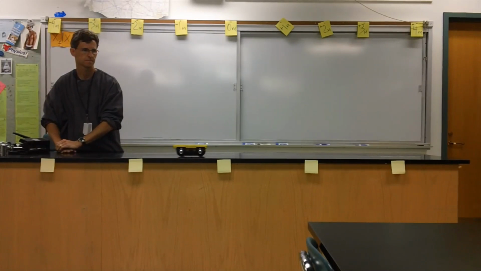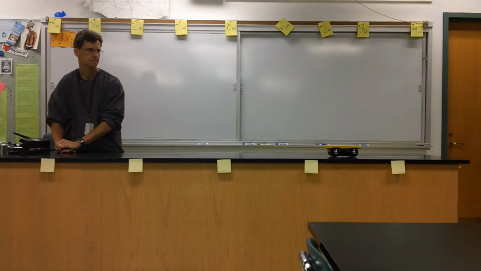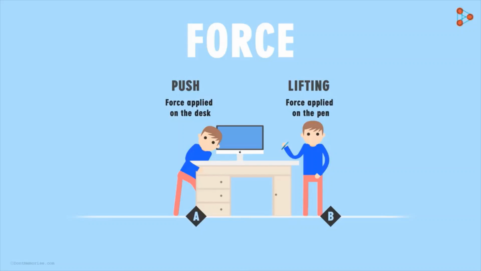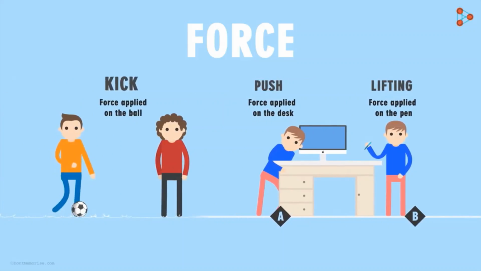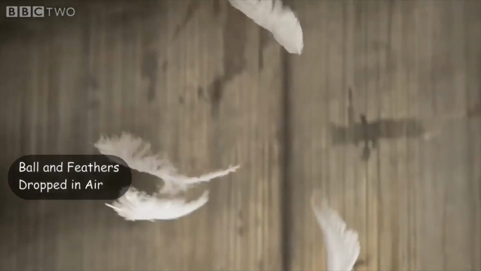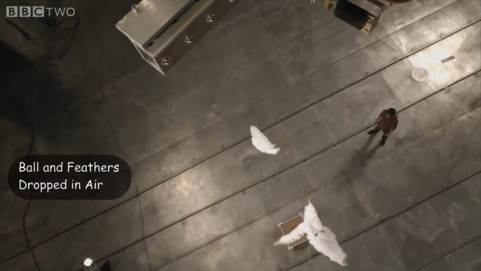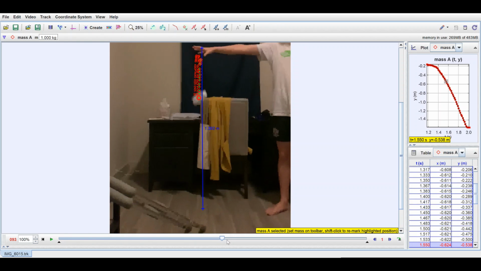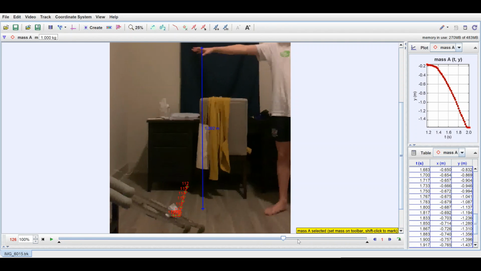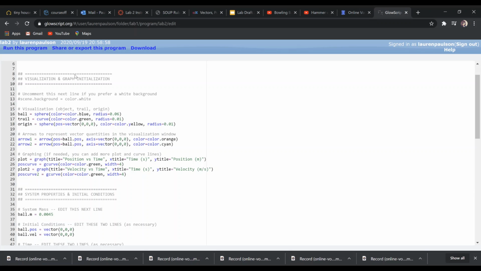The physics principles this lab covers are velocity, acceleration, force, gravity, and drag. After performing my experiments, I put it into Tracker and plotted it. I then made a model of my experiment on GlowScript. I changed the radius of the ball, some of the visualization.